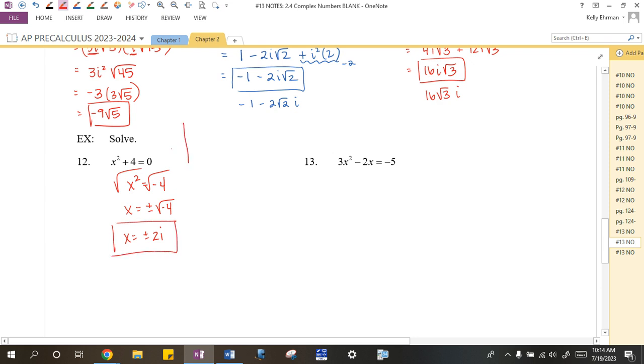This graph, again, would not be crossing through the x-axis. So when your only solutions for x are imaginary, that's an indication that there are no x-intercepts if you were to graph the thing.